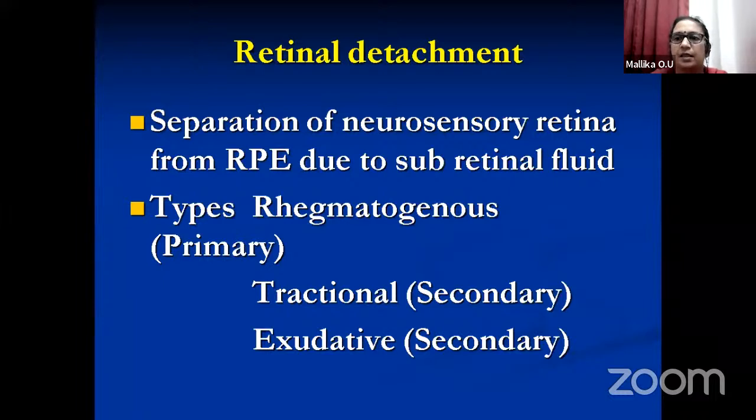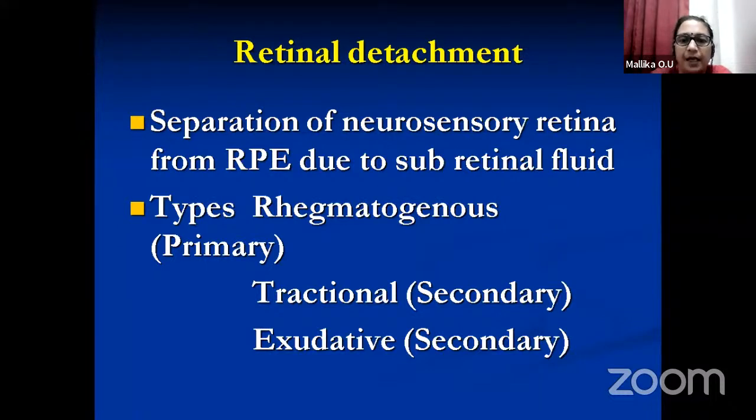In the previous classes, I have told you about several causes of tractional retinal detachment. Any condition which leads on to neovascularization of the retina can later lead on to fibrous tissue proliferation, which pulls the neurosensory retina from the underlying layer. So that is a pull by the fibrous tissue. The neurosensory retina is pulled inside. That is called a tractional retinal detachment.